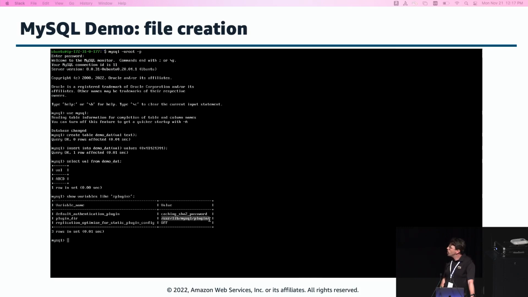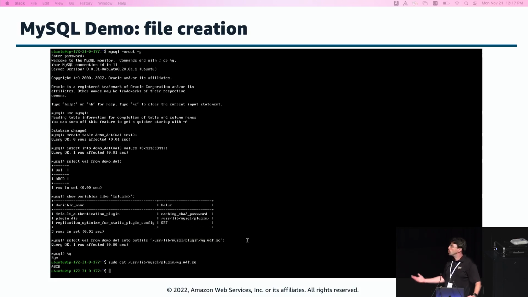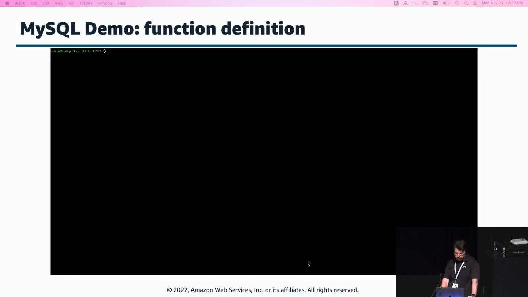So we need to be able to write to a specific directory called plugin dir. By default, there's another variable called secure_file_priv, and secure_file_priv should actually be disabled if you want to do this. So now we have written the shared library to the file, and now we'll see how we can actually execute this.